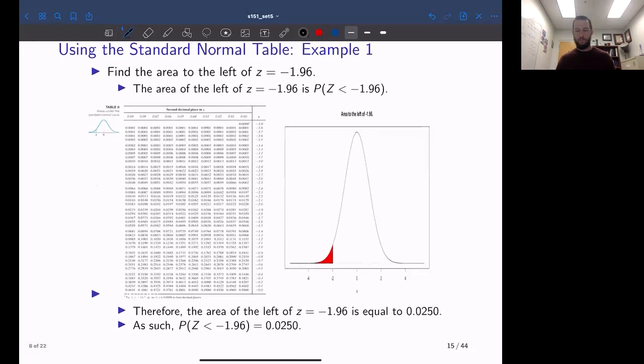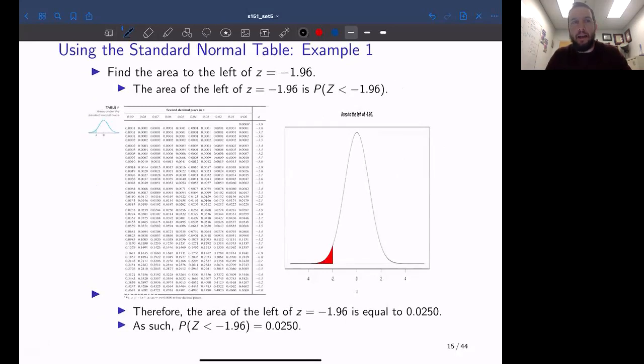Okay. So here's our first exercise. We want to find the area to the left of z equals -1.96. Okay, so this is our z-score. We are told the z-score is -1.96, and we want the area to the left. Left meaning below.